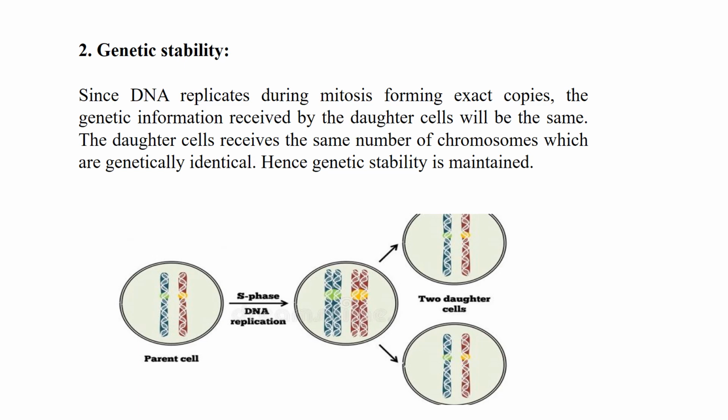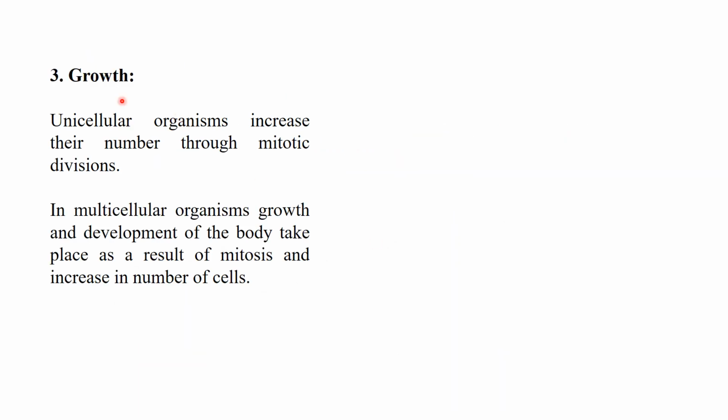As in mitosis, the number of chromosomes is always the same in the daughter cell as in the parent cell. Growth, that is, increase in the number of cells. Unicellular organisms increase their number through mitotic division. That is a type of cell division. That is a type of reproduction.